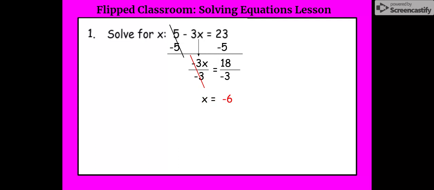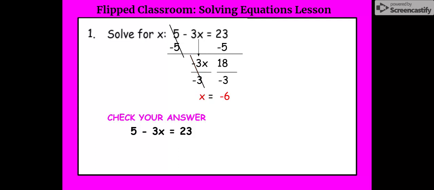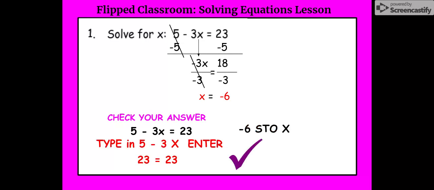Now, to make sure we get it right, we're going to check our answer. At the bottom, you're going to rewrite the equation 5 minus 3x equals 23. We're going to use our store button. We're going to do -6 store x. And now we're going to type in 5 minus 3x, press enter, and we should get 23 equals 23.